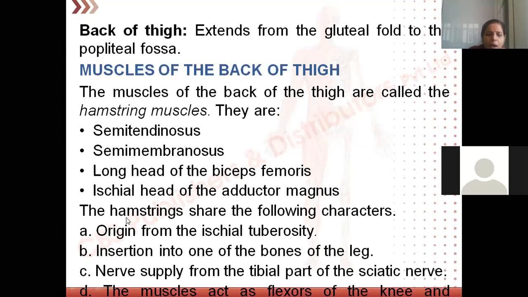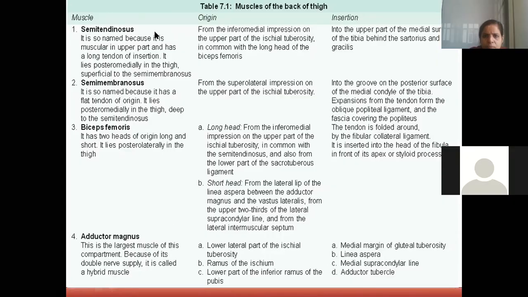So all of them, the hamstrings, share the following characteristics. First, all of them arise from the ischial tuberosity. Insertion also we have learned when we were doing tibia and fibula, isn't it? Nerve supply, which nerve is supplying here? Posterior compartment, sciatic nerve. Anterior compartment, Ansraj? Femoral. Very good. Medial compartment? Obturator. Excellent. So these posterior compartment muscles act as flexors of the knee and extensors of the hip.